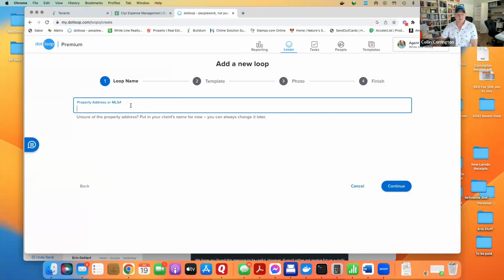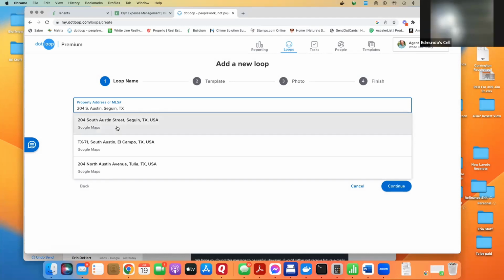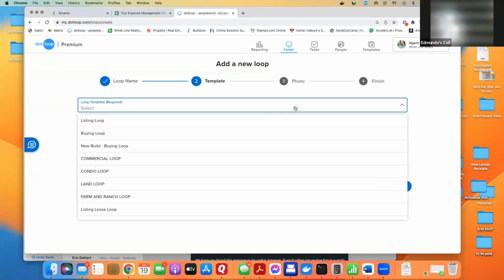So we're going to add a loop of a property address, and I'm going to do the same thing I did last time, and I'm going to sell Eric's building at the Rise. Let's see if I can find that. Those of you who don't remember, if it just says Google Maps, it means I'm going to have to fill out all the information. Sometimes it'll say MLS or something similar, but that's a different video. So I'm going to pretend like I'm selling the Rise, aka White Lines World Headquarters.